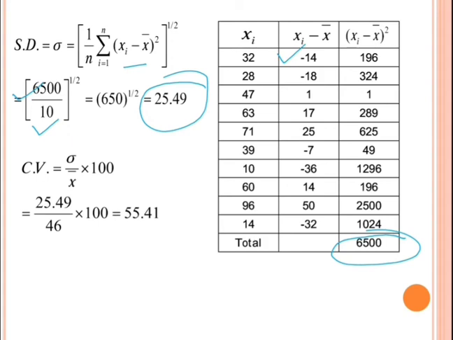Next, when you have to comment on the performance, you always need to find the coefficient of variation, that is CV. So CV is equal to sigma upon x bar into 100. Sigma is 25.49, our mean was 46, into 100. So 55.41 is the coefficient of variation.